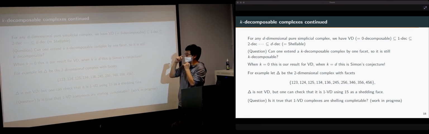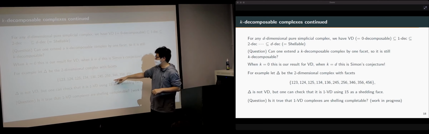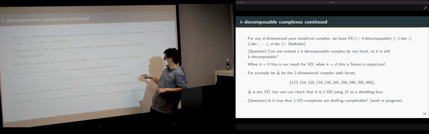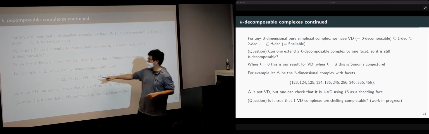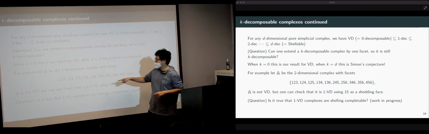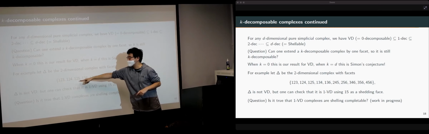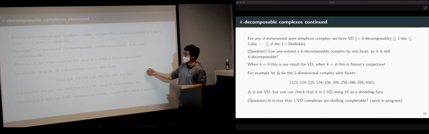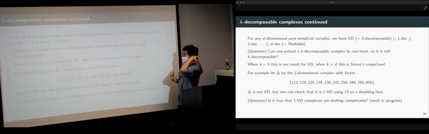But if you're allowed to take edges as decomposing faces, then you can decompose quite easily, for example, using 1, 5. The only facet containing 1, 5 is 1, 2, 5. And it's quite easy to see that 1, 2, 5 is adjacent to something outside, for example, 1, 2, 4. So this is an example of a complex that is 1 decomposable, but not 0 decomposable.